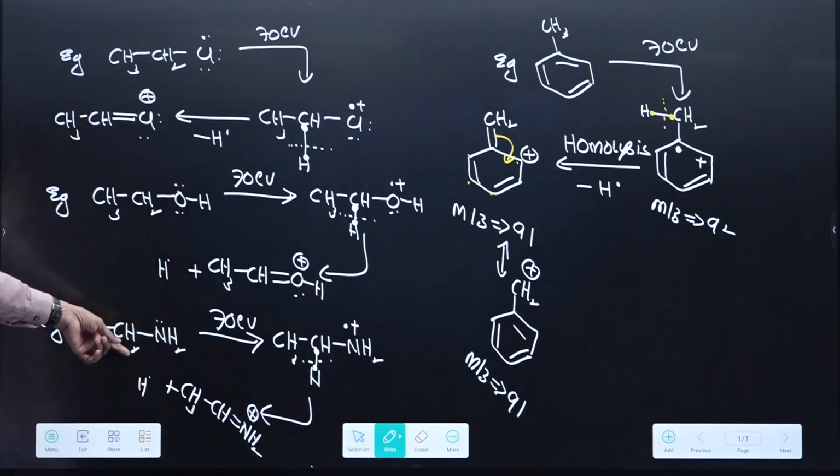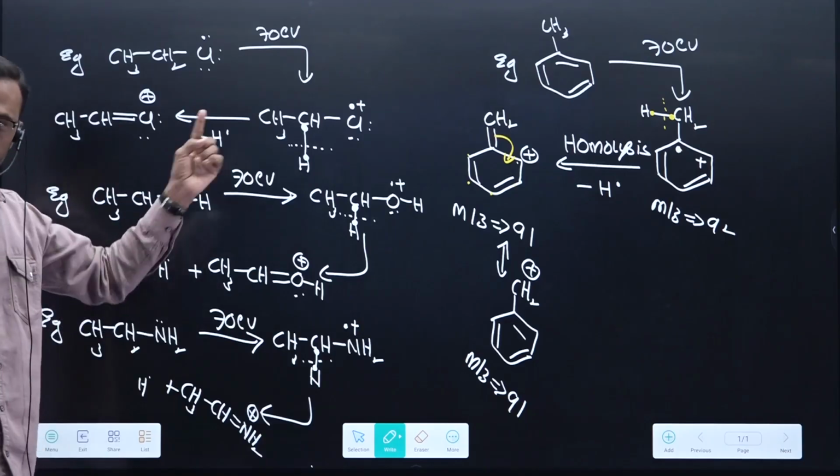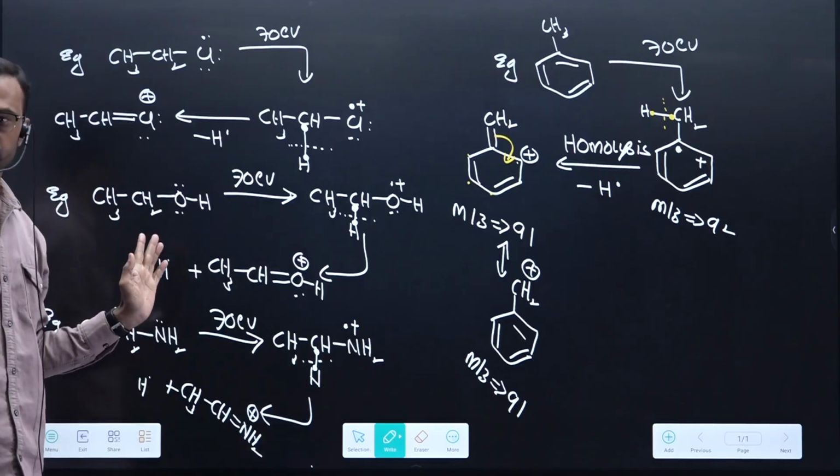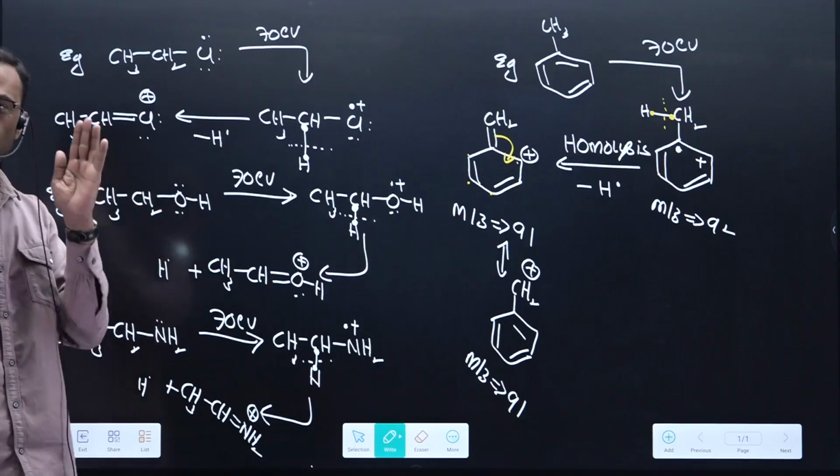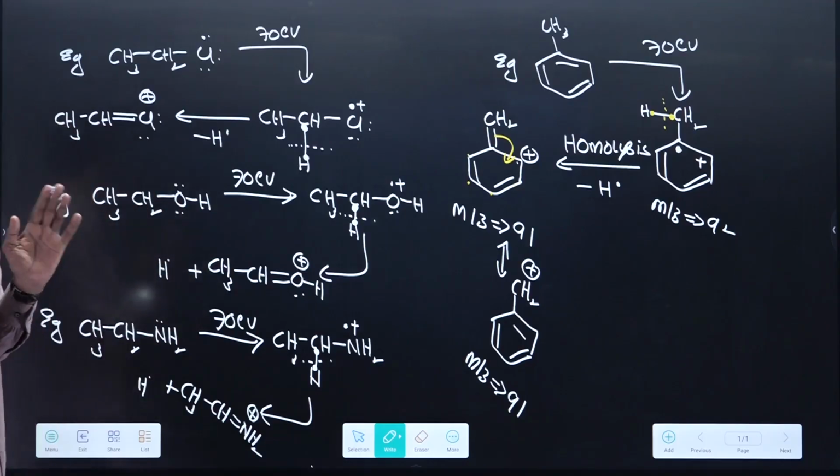Same pattern or not? So if you know one point clearly, you can recognize all fragmentations clearly. The only thing is whether it is homolytic fission or heterolytic fission. If you know clearly, the answer is over.